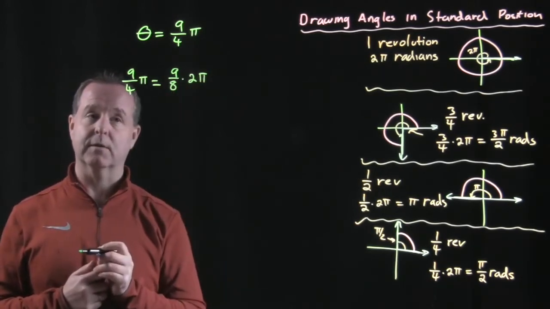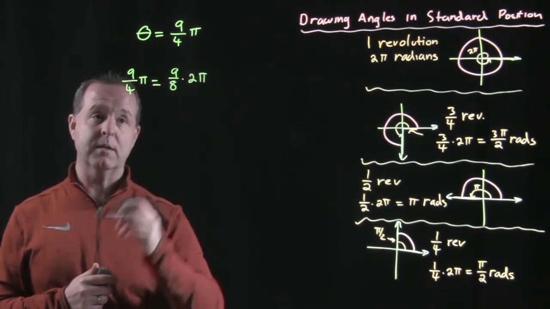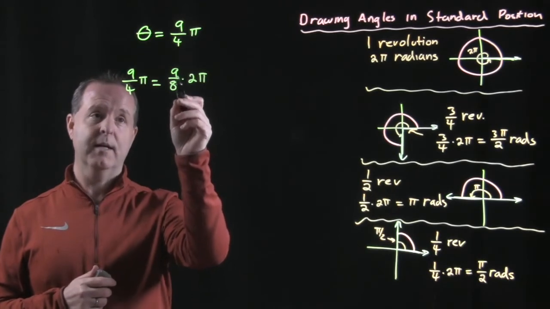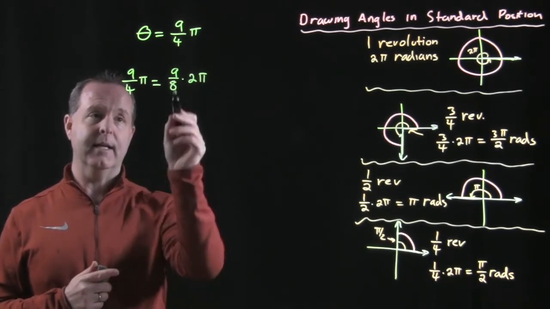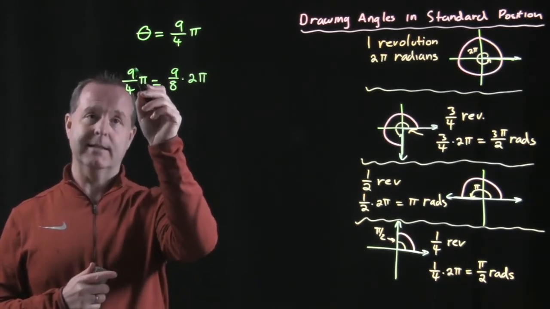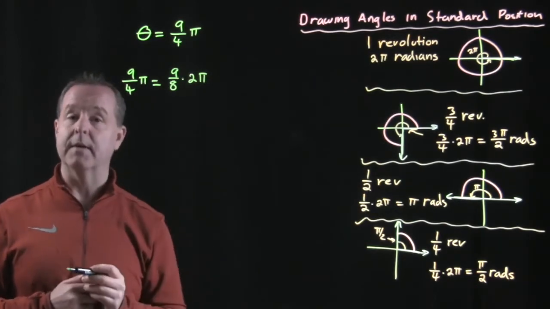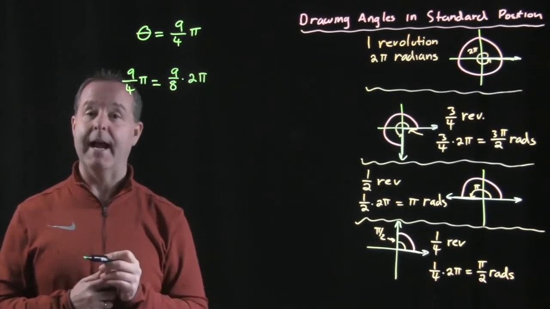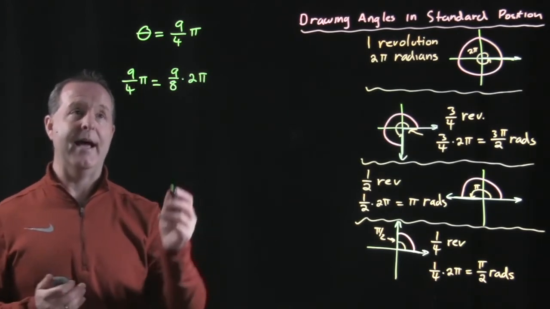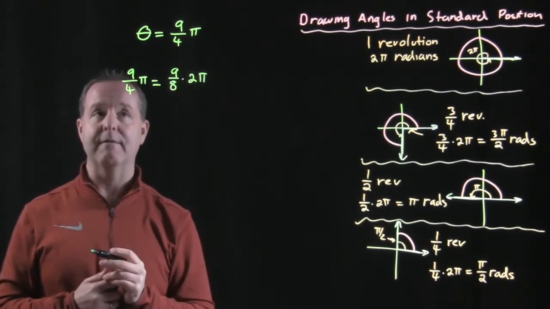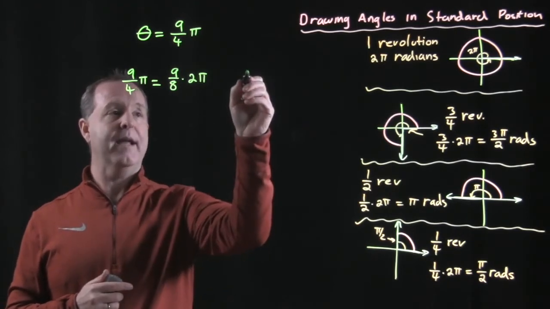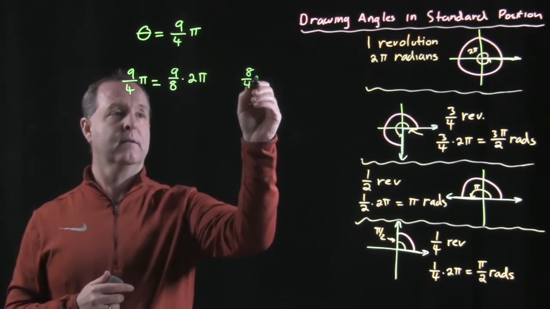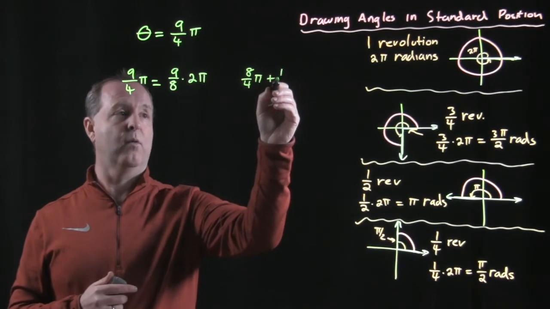9/8 around the circle. Let's work our math backwards, make sure I got the right ratio. 9 times 2 is 18. 18 divided by 8 is 18/8, which reduces down to 9/4 pi. So I know it's around the circle 9/8. The other method we had is we can look at that and break up 9/4 into both 8/4 pi plus 1/4 pi.